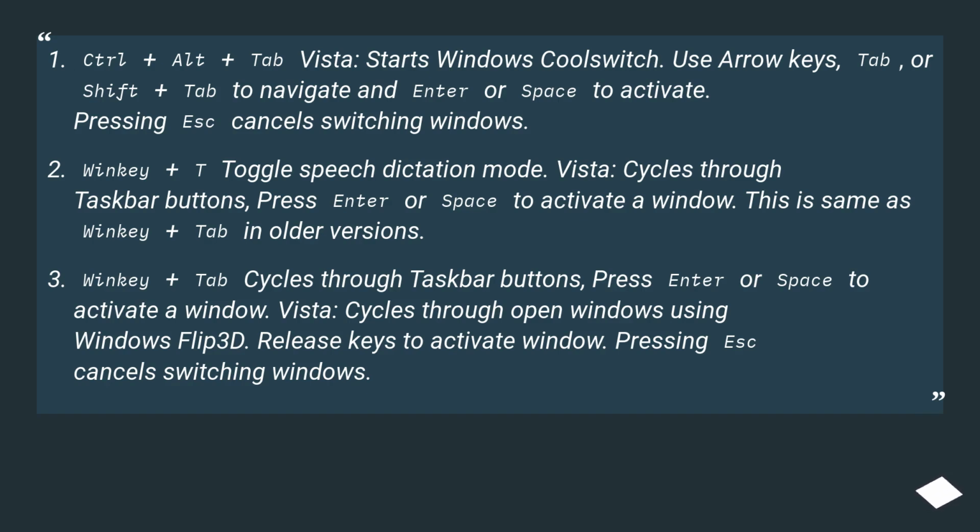Winkey+T toggles speech dictation mode. In Vista, it cycles through taskbar buttons; press Enter or Space to activate a window. This is the same as Winkey+Tab in older versions. Winkey+Tab cycles through taskbar buttons; press Enter or Space to activate a window.